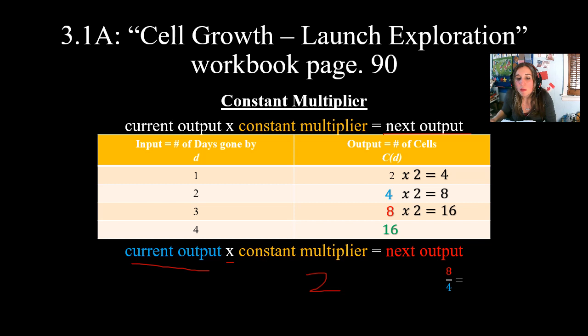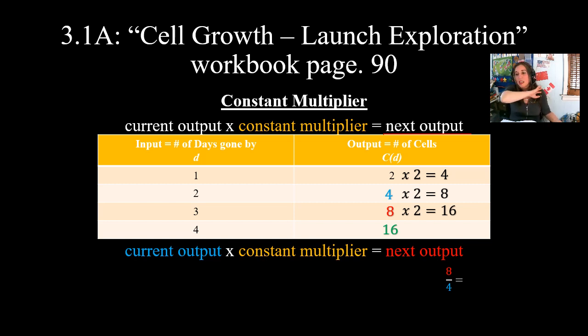So just like when we were doing linear functions and we were trying to figure out our rate of change, right? What is our slope? What is our m? We had a formula that we used. We did y2 minus y1 over x2 minus x1. We did the difference of output over the difference in input. That's how we calculated it, right? Well, how are we going to calculate our constant multiplier? What's the formula for that?